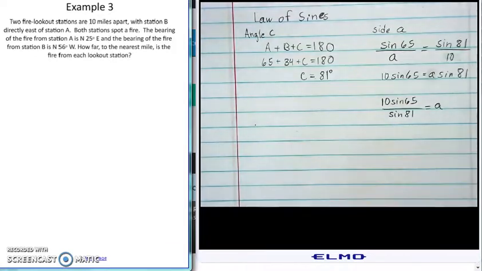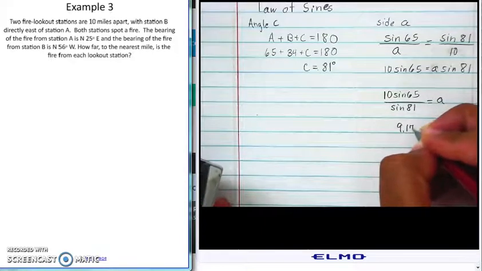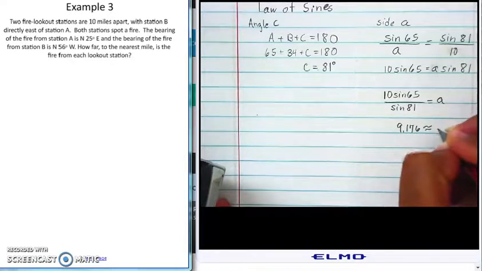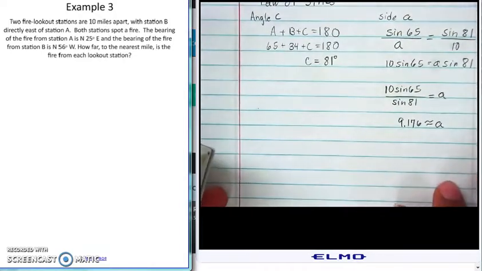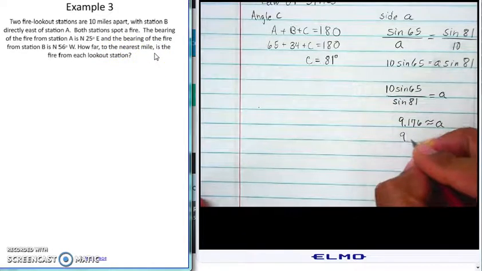All right, so we got that going. We put it into the calculator. Make sure you're in the right mode again. Are we in degree mode or radian mode here? Right, degree mode. Make sure you're in the right mode. Everybody should have gotten approximately 9.176. But we're going to round this to the nearest whole number because it says here how far to the nearest mile. So a whole number. So this is 9 miles.